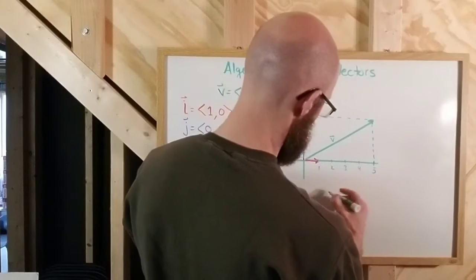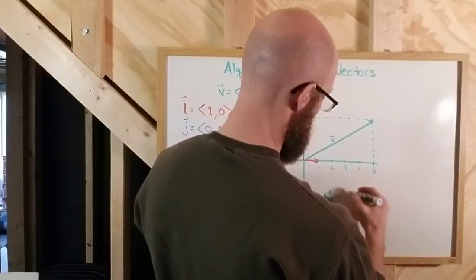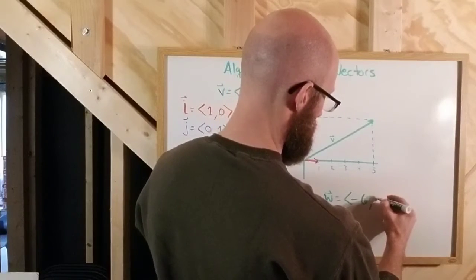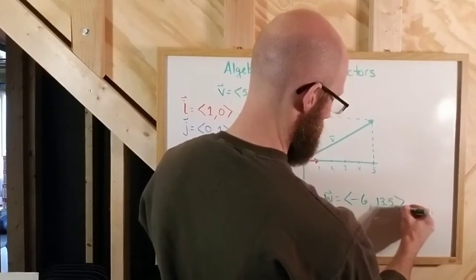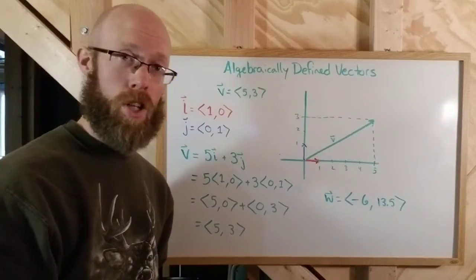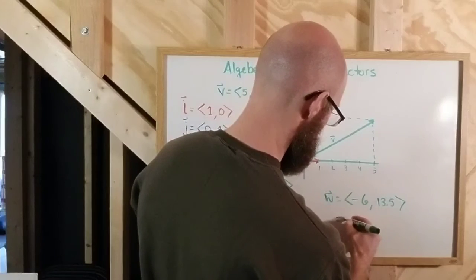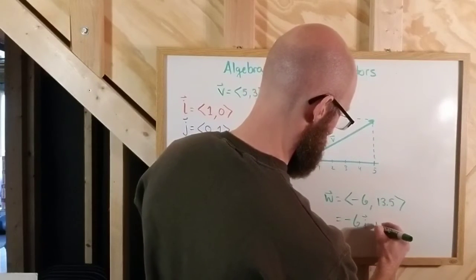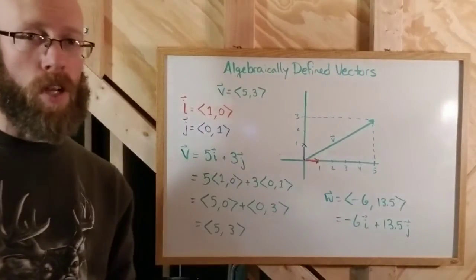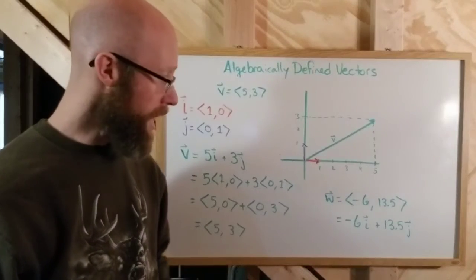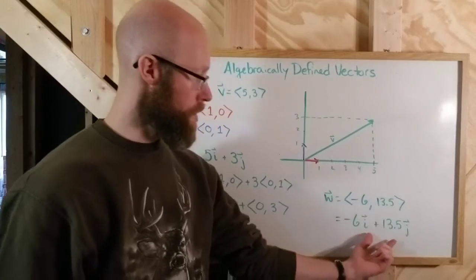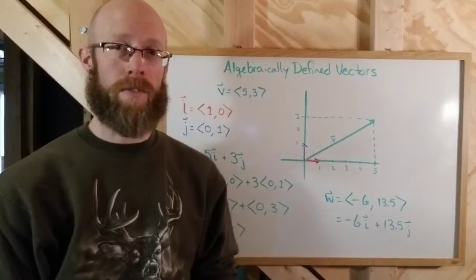So if I had another vector, we'll call it vector w, and let's say it's the vector <-6, 13.5>. Okay, then if I want to write that in the ij form, I would write it as negative 6 i's plus 13.5 j, right? Negative 6i plus 13.5j. And that gives us a new form, a new way to write these algebraically in terms of these two base unit vectors.